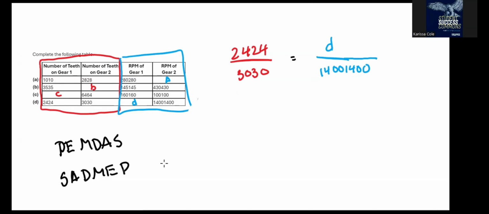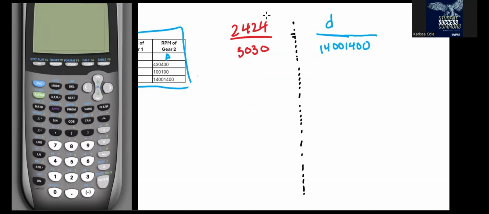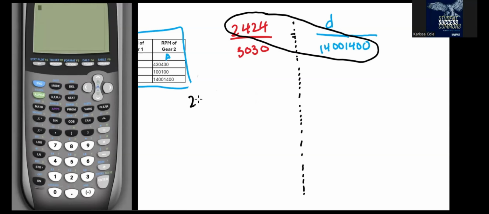I can't say every time, but almost all the time, I'm going to use my butterfly method. Multiply the top of the first fraction by the bottom of the other. I'll write that out. That way I have my steps for me.